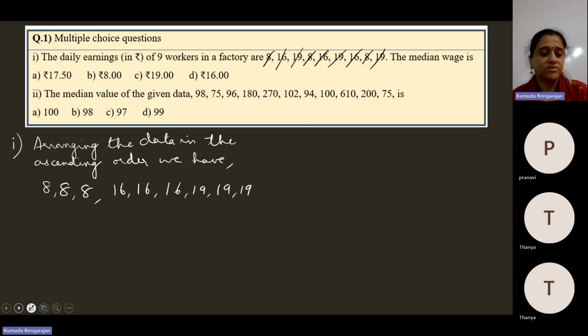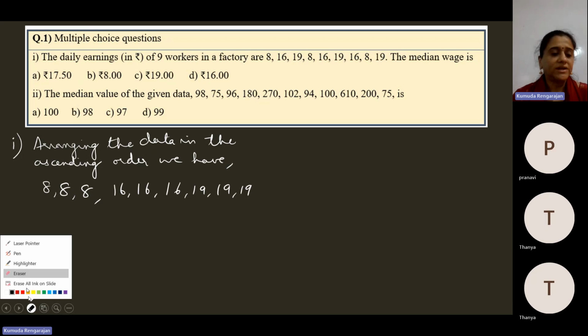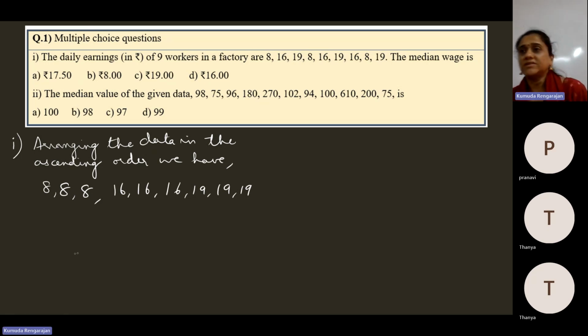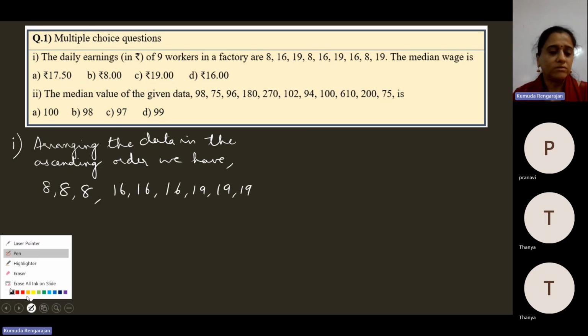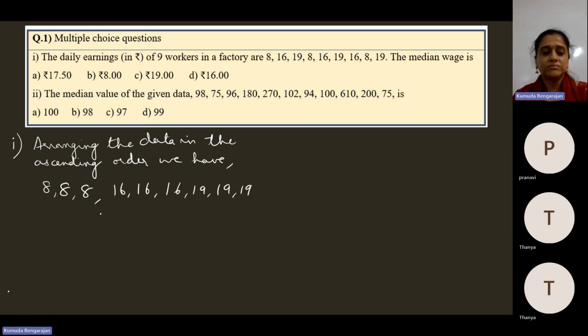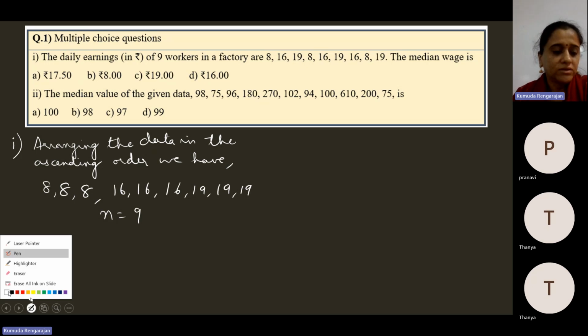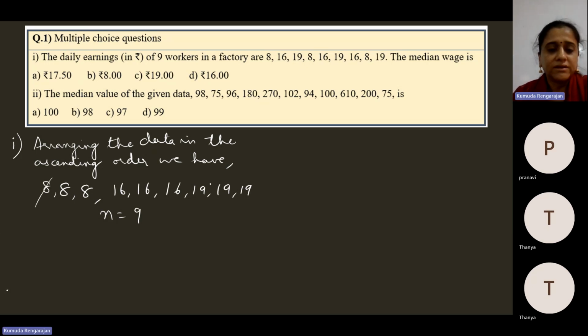The median weight is. So arrange the data in the ascending order. That's what, see, arranging the data in the ascending order we have. I've arranged the data in the ascending order. Okay, what's the value of n? 9. How many values are here? 9 values. The value of n is 9. Now, actually, we know the median. See, like this. Cancel 8, 19, 8, 19, 8, 19, 16, 16. So what's the median? 16 is the median.